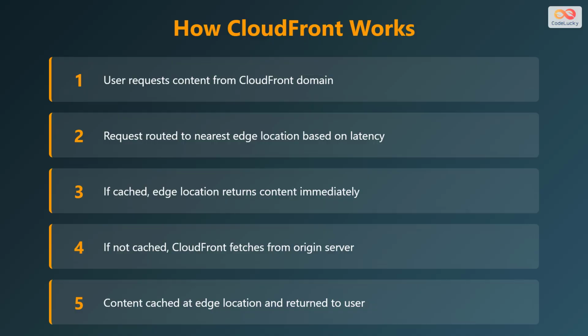Here's how CloudFront delivers content. Step 1, a user requests content from a CloudFront domain. Step 2, the request is automatically routed to the nearest edge location based on the lowest latency. Step 3, if the content is already cached at that edge location, it's returned to the user immediately. Step 4, if the content is not cached, CloudFront fetches it from the origin server. Step 5, the content is then cached at the edge location and returned to the user. Subsequent requests for the same content will be served directly from the cache, making delivery much faster.